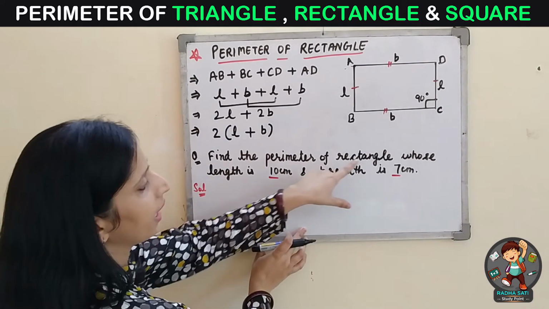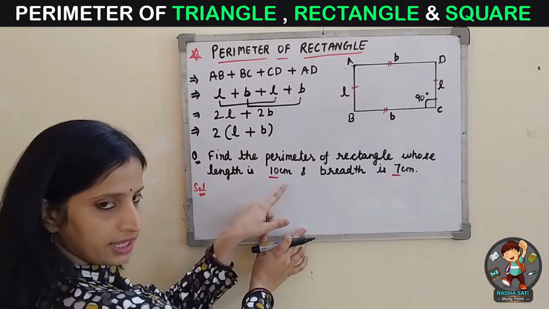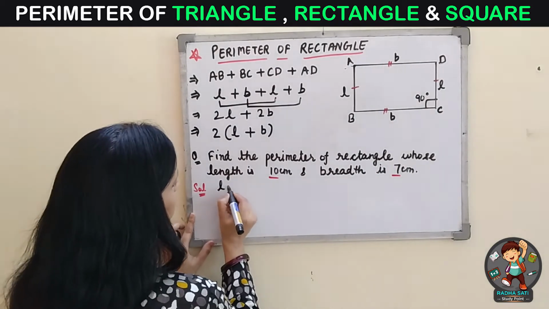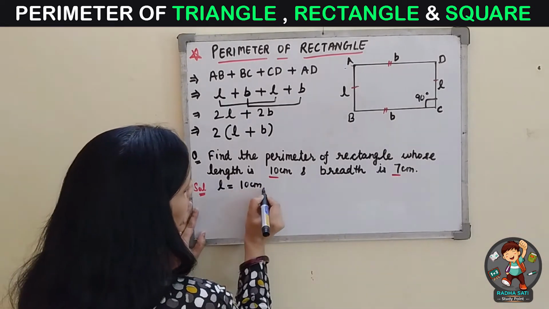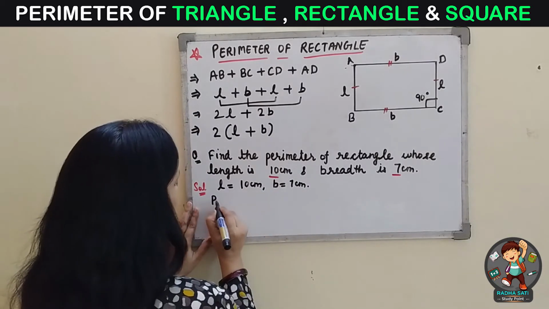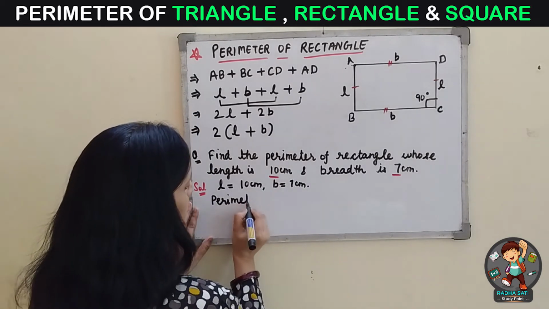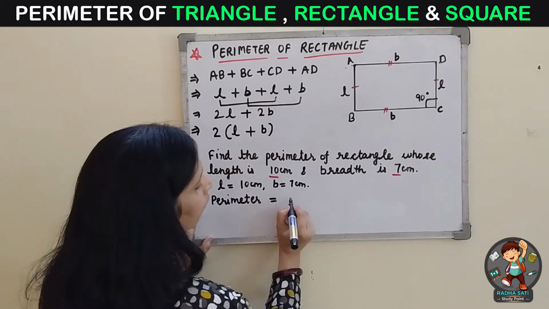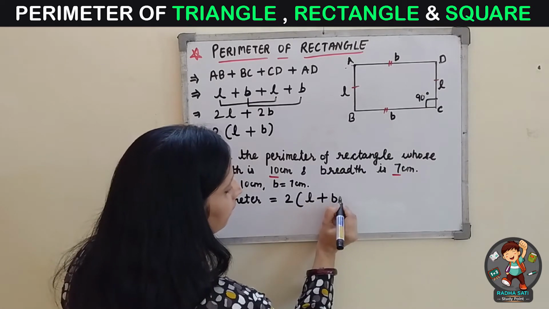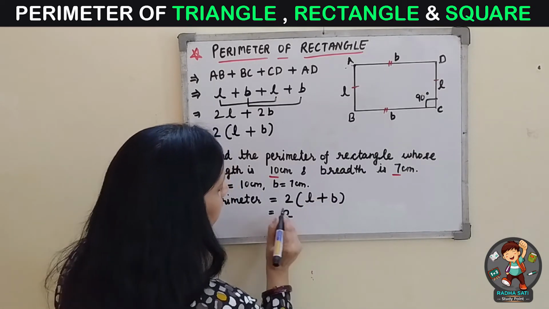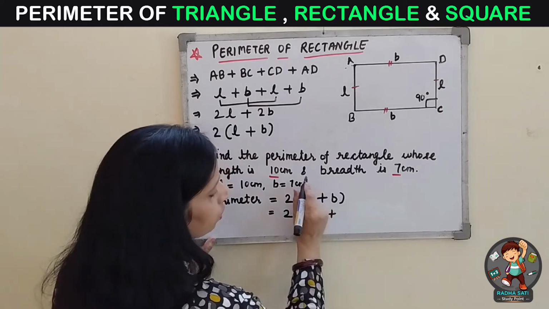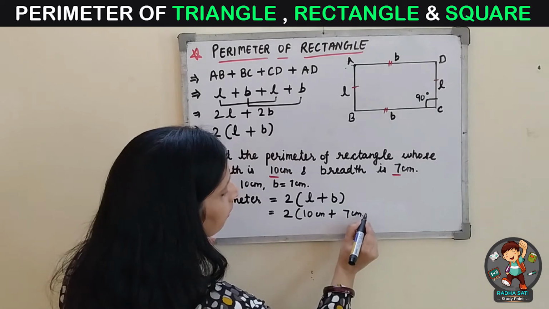Find the perimeter of rectangle whose length is 10 centimeter and breadth is 7 centimeter. The length is 10 centimeter and breadth is 7 centimeter, and we have to find its perimeter. So perimeter of this rectangle will be equal to, first we will write the formula, 2 multiplied by (L plus B). We know the length, it is 10 centimeter, we will write 10 here, and we know the breadth also, it is 7 centimeter.